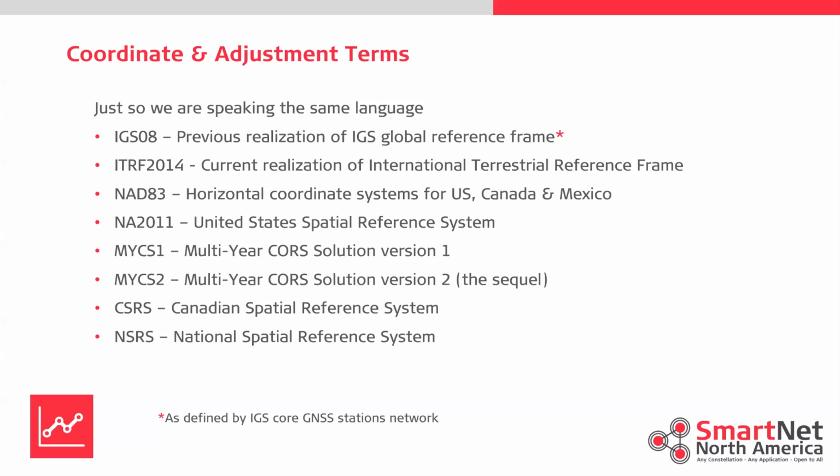But I'll talk to them as we move through the presentation. The real key here is to understand MYCS1 is what we're on now, MYCS2 is what we're moving to. These are the two big ones for the US, and the version 6 solution for CSRS and the version 7.1 solution for CSRS for Canada is what we'll be moving to on January 6th. So these are the things that you need to remember.